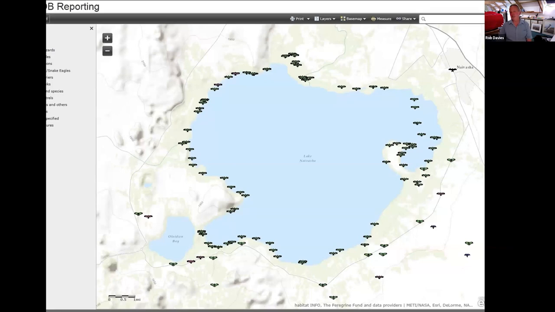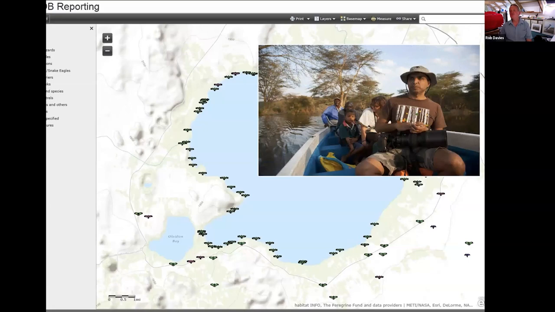But it's been a big project with lots of people helping, most notably Munir right at the beginning, Munir Virani, and Darcy Ogada from the Peregrine Fund, who coordinated in East Africa. Munir started up the Raptor List server, which was a great point of focus for so many of us that were interested in birds of prey.